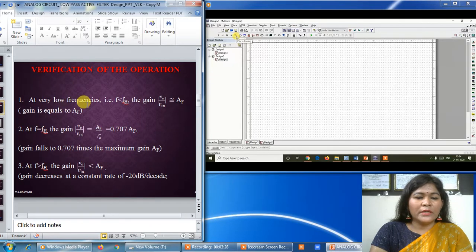Here, there are three conditions. When the frequency F is less than FH, the gain V naught upon V in is equal to AF. When F is equal to FH, the gain V naught upon V in is equal to AF upon root 2, that is equal to 0.707 AF. The gain falls to 0.707 times the maximum gain AF. And the third condition, when F is greater than FH, the gain is less than AF. So the gain decreases at a constant rate of minus 20 dB per decade.